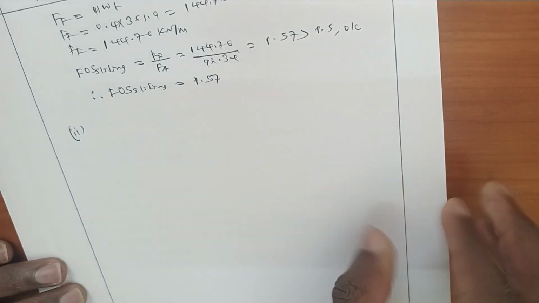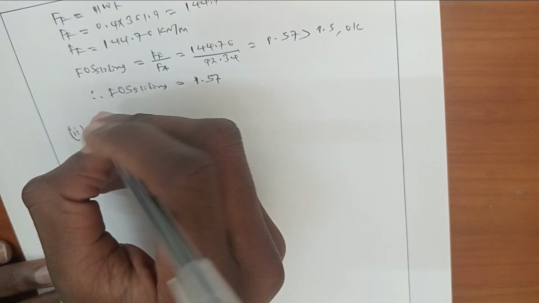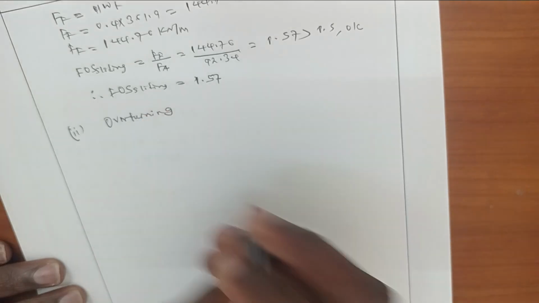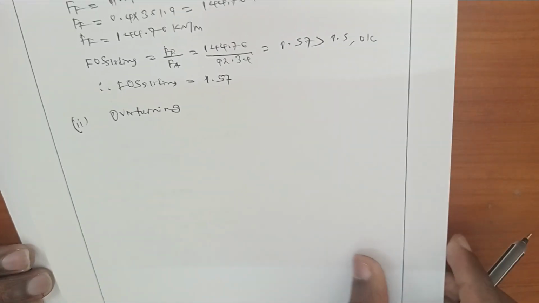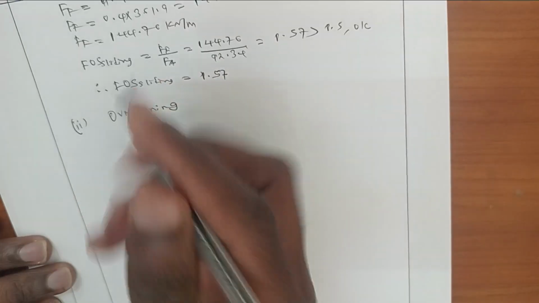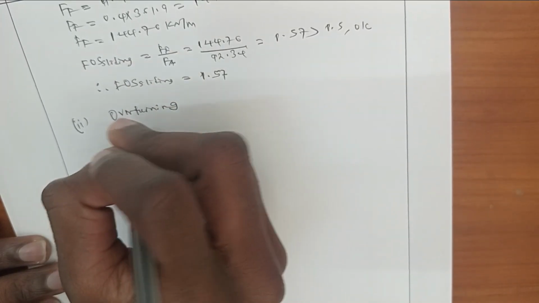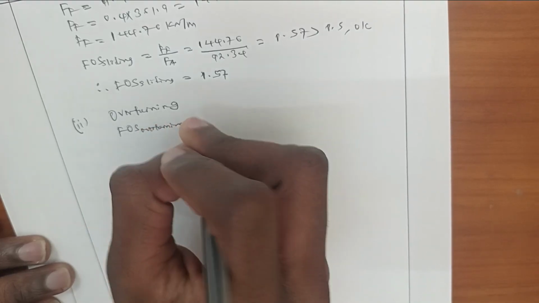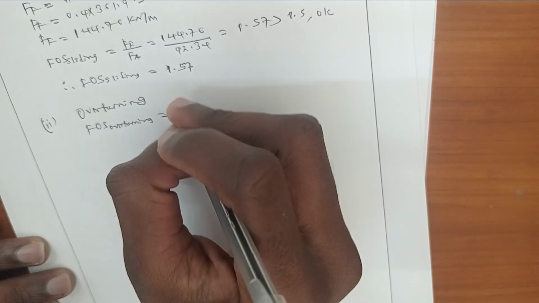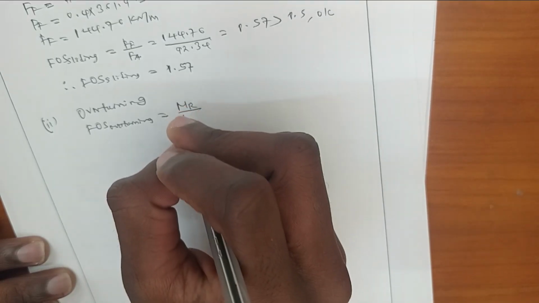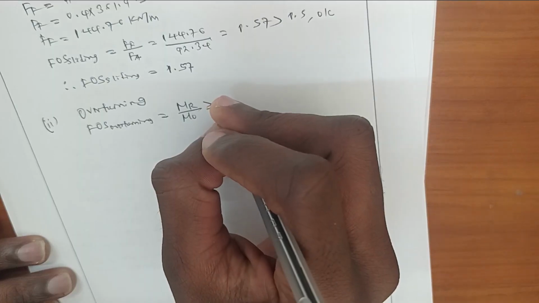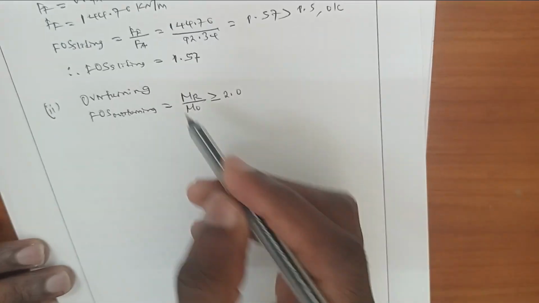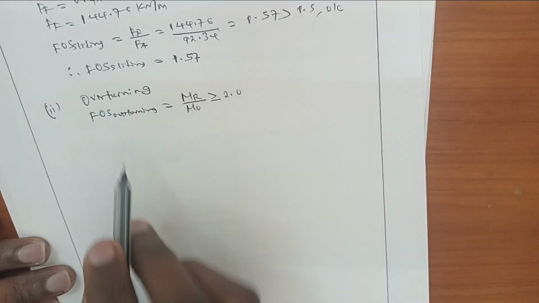The next stability check is overturning. The wall rotates about the toe. So the factor of safety against overturning is obtained by taking the resistance moment over the overturning moment, and it should be greater than or equal to 2.0. Now, how do we determine the overturning moment?